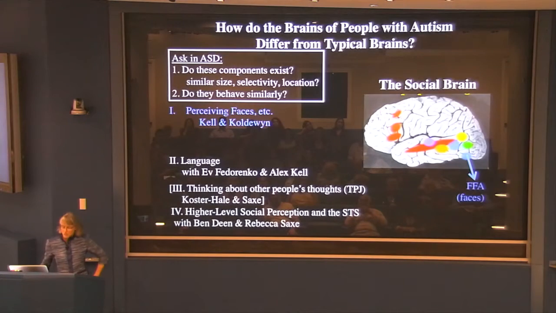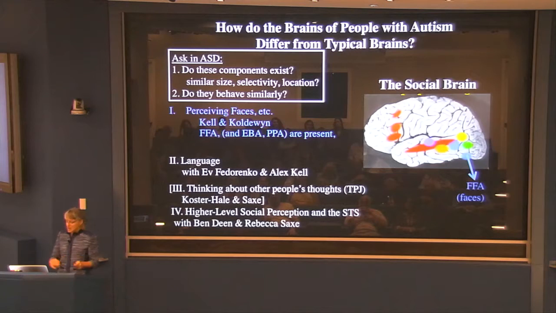So on this first part, are these basic components there? Yes, FFA and these other regions are present and look normal just in terms of their volume, but the face region in the STS is compromised, and we'll return to that.